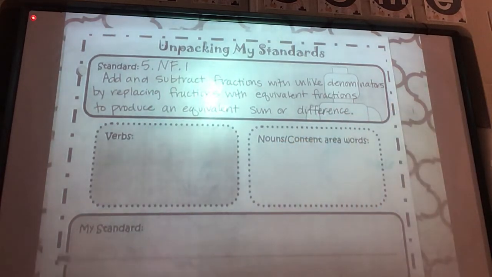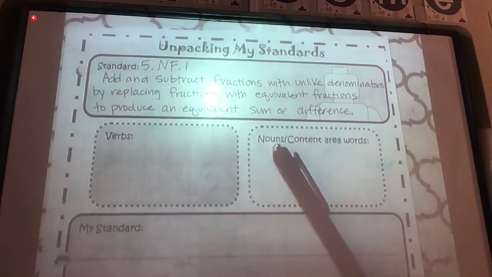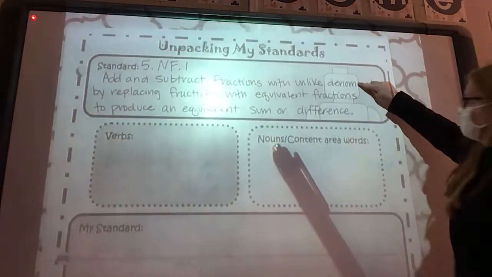I'm going to give you a second to write down. Is that an I right there in denominators? Yes, the I is right there on the robot. Okay.